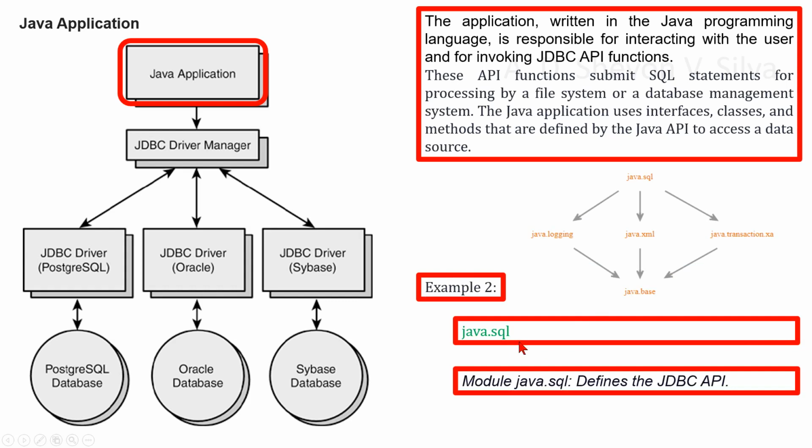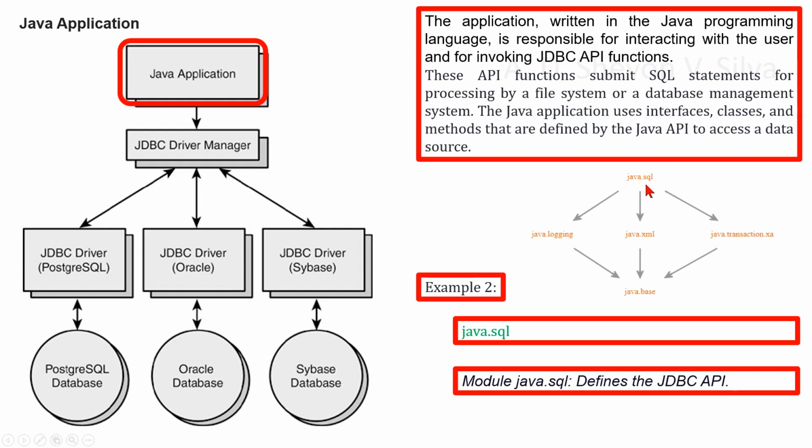As example 2, we can consider module java.sql, which defines the JDBC API. Here you can see the module graph. This java.sql module exports the java.sql package and the javax.sql package.